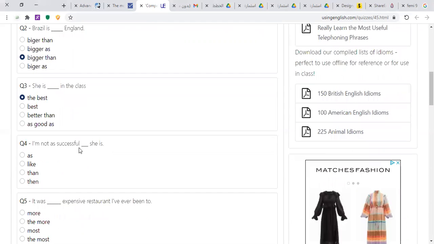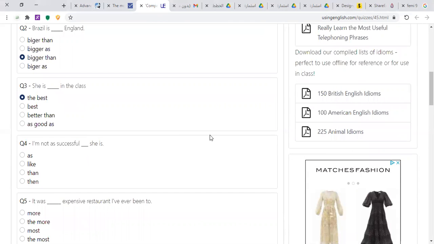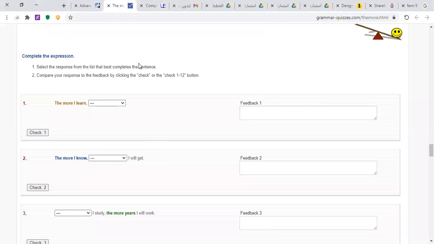I'm not as successful. She is. Yes, Dania? As. Yes, as successful as she is. Now, quickly, let's see here more and more. The more and the more, or the comparative and the comparative, the action and the result.